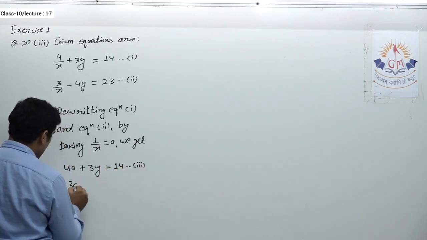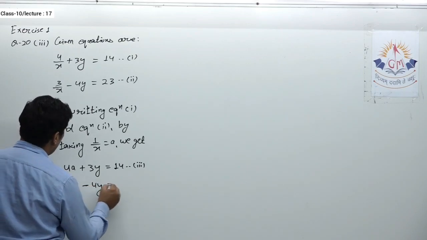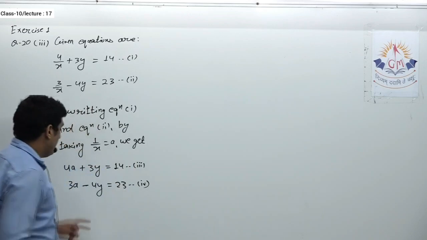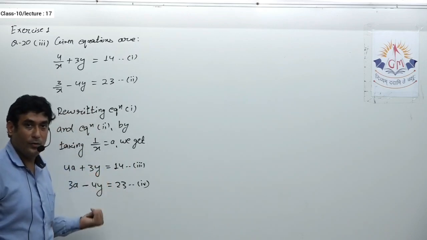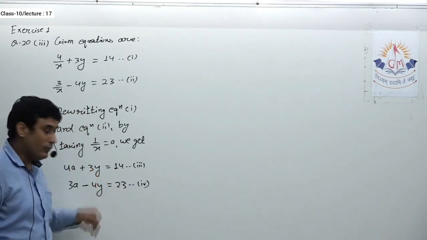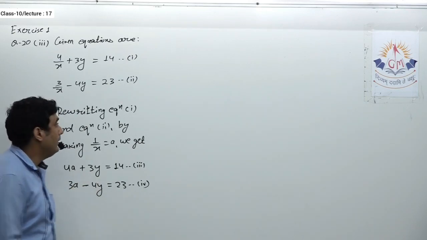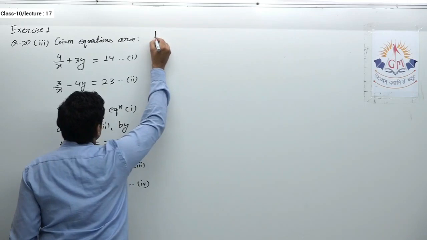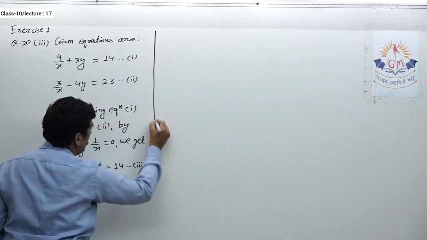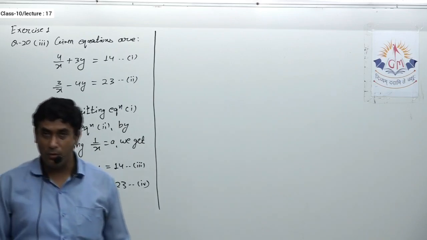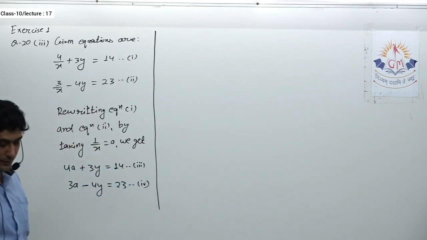And over here 3a minus 4y is equal to 23. This is equation number 4. Now these are definitely a pair of linear equations in two variables, where the variables are a and b. After this, how to solve this is very easy. Simply again we can apply either the elimination method, the cross multiplication method, or the substitution method.